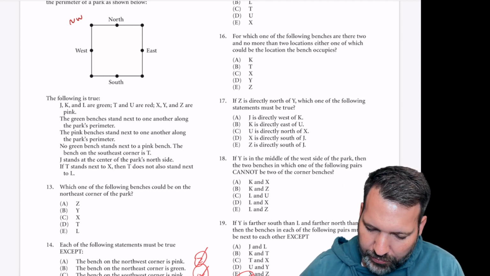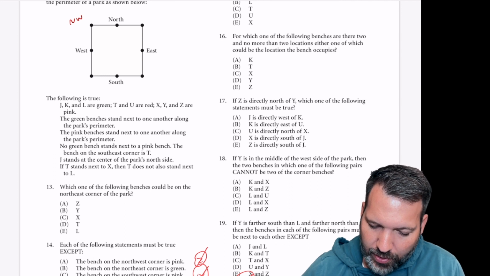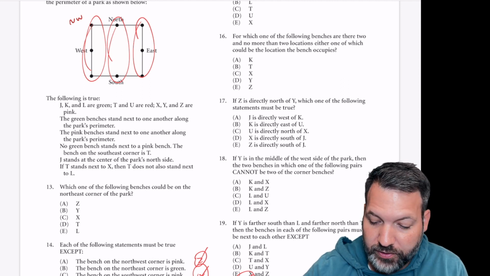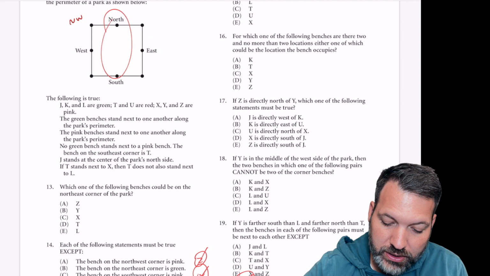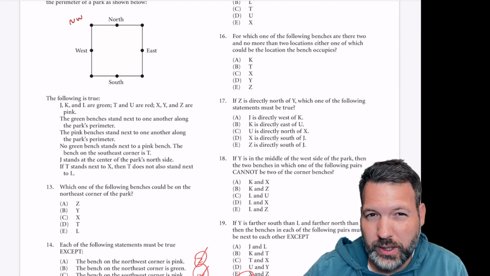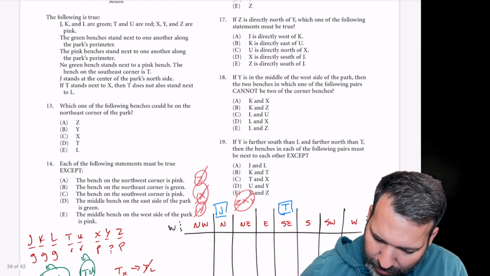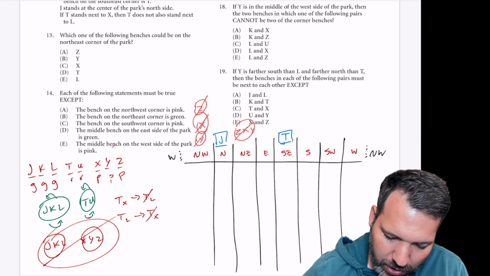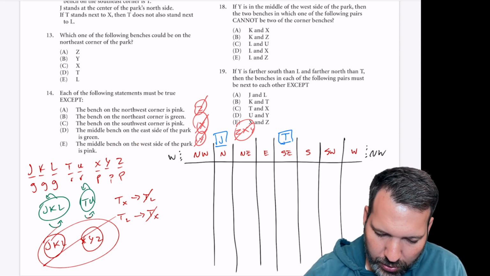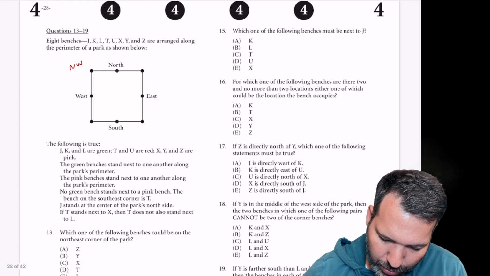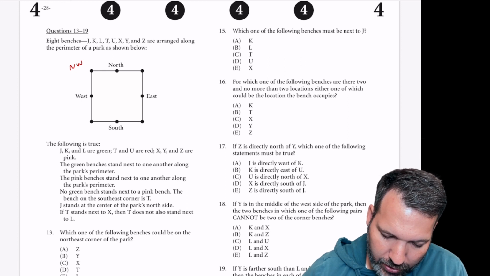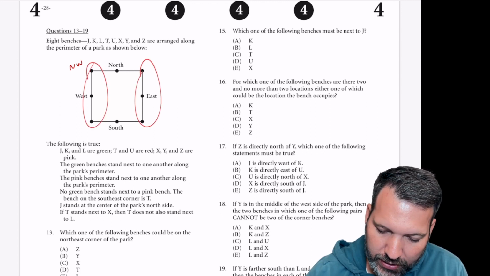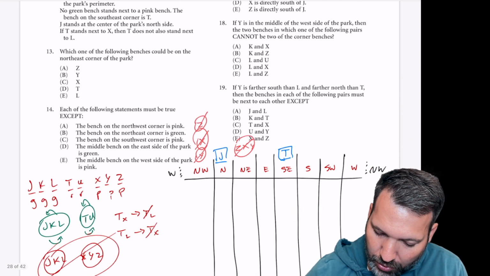Ooh, that makes me wonder if maybe this was a bad idea to set the diagram up this way, because directly north, I presume, means I have to be along one of those edges, north to south for sure. And that's a little bit harder to keep track of in the diagram as it is. The other problem, of course, is I have no idea where Z and Y are right now. I do know that they're both pink, which means they're supposed to be next to each other in some sense. The pink benches stand next to one another along the park's perimeter. So I suppose what that means is it can really only be these directions connected to west and east. So it can't be north or south right now.